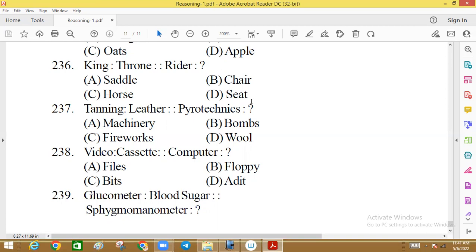One is chair. Okay, the rider never sits on the chair. The rider will never sit on the seat. So your answer will be either saddle or horse. The better answer is saddle, because on the horse you will have a saddle on top. So on that you will sit. The answer is saddle.